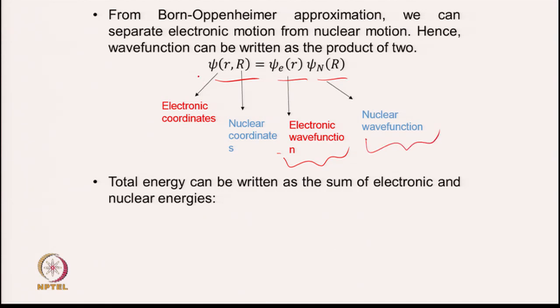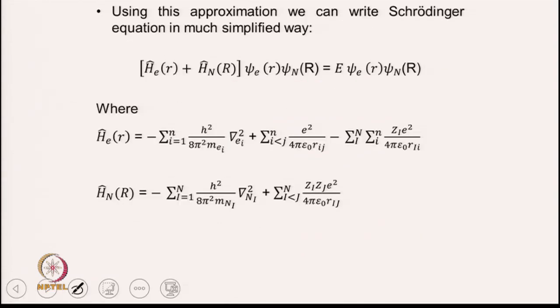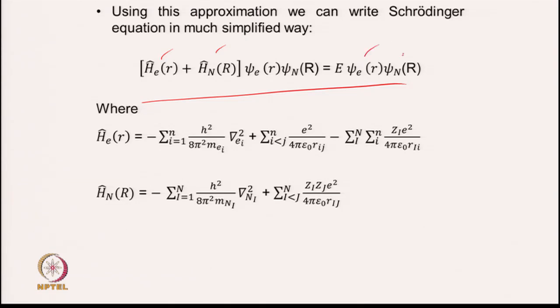So, your wave function is psi e multiplied by psi n, and the total energy can be written as the sum of electronic energy and nuclear energy. Using that, we can write the Schrodinger equation for the hydrogen molecule in a much simpler way, and this is the way you can write it. The Hamiltonian is now written as two terms, and the function is written as the multiplication of these two wave functions.